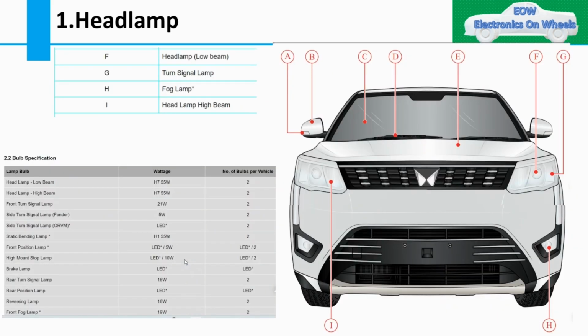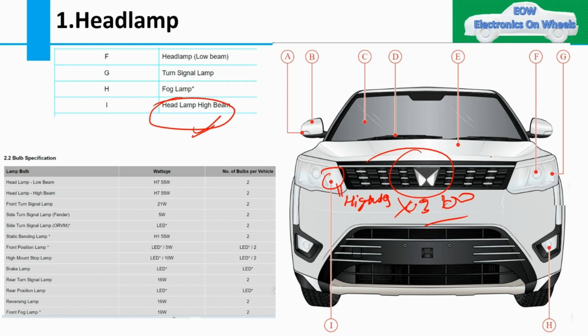I will just show you one more thing. This is the example of Mahindra XUV, I think 300. So I will just show you where is the location of high beam and low beam bulb. So this is the headlamp high beam. You can see this is the headlamp high beam, and if you see the low beam, so this is my low beam. You can see here, this is the low beam, and then we have the turn signal.